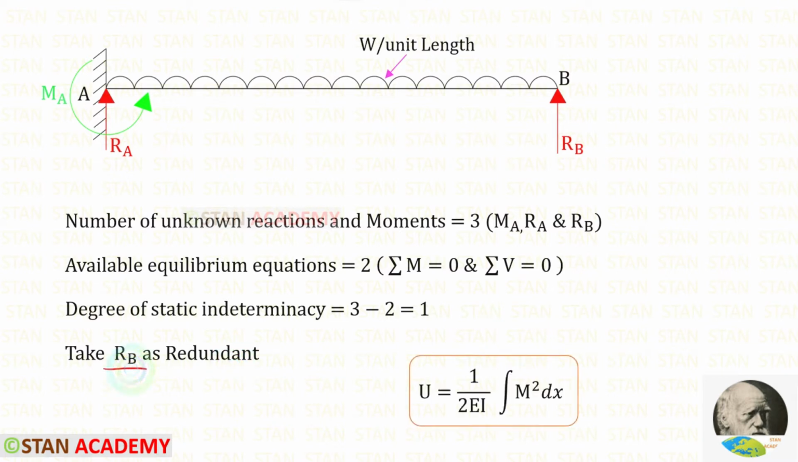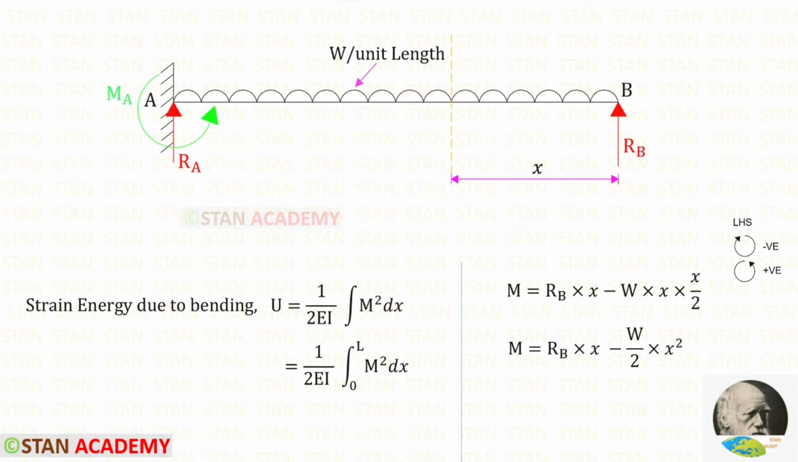To find RB, we are going to use strain energy formula. U is equal to 1 upon 2 EI into integration of M square dx. To find the moment, we have to make sections in this beam. In this beam, we have uniformly distributed load for the full span, so only one section is enough. You can see that I have made a section at a distance of x from the point B. In this formula, the limits for the integration will be 0 to L.